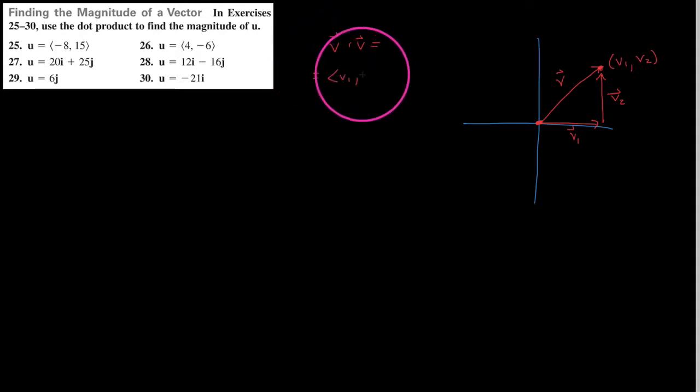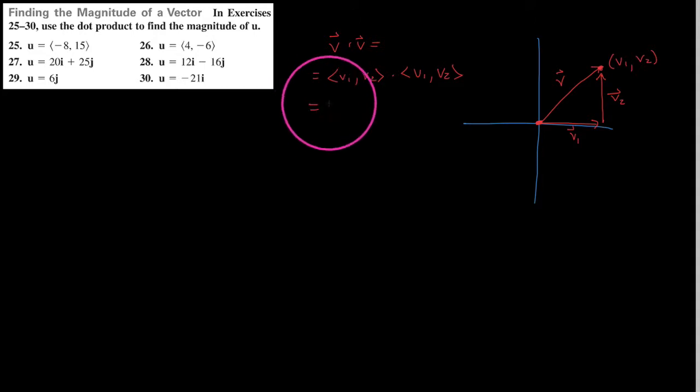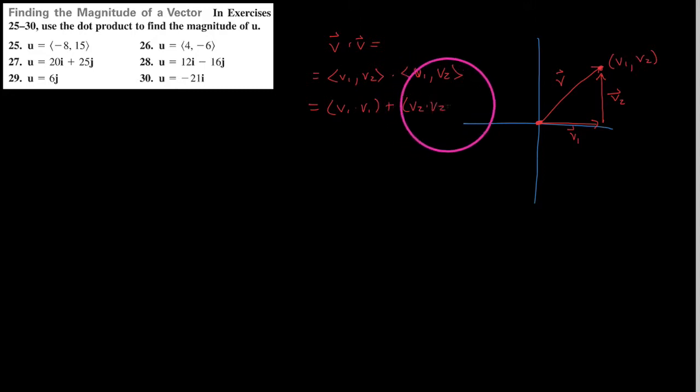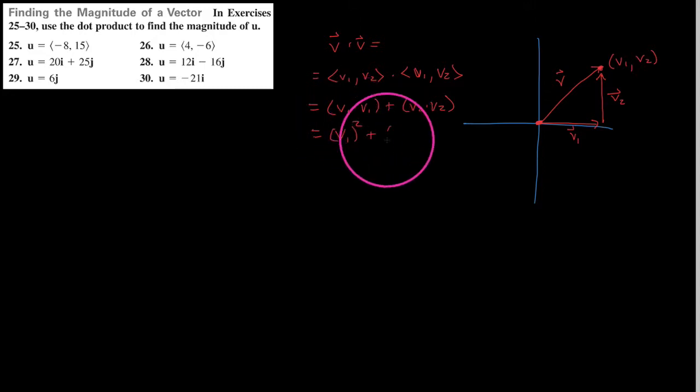We get v1, v2 dot product with v1, v2. We've all been taking dot products today. We know that we multiply our horizontal components, so we've got v1 times v1, plus v2 times v2, multiplying our vertical components. When you do this, what results is v1 squared plus v2 squared.